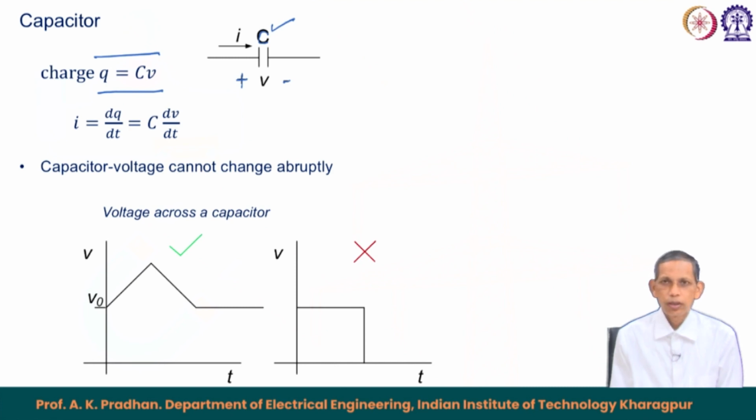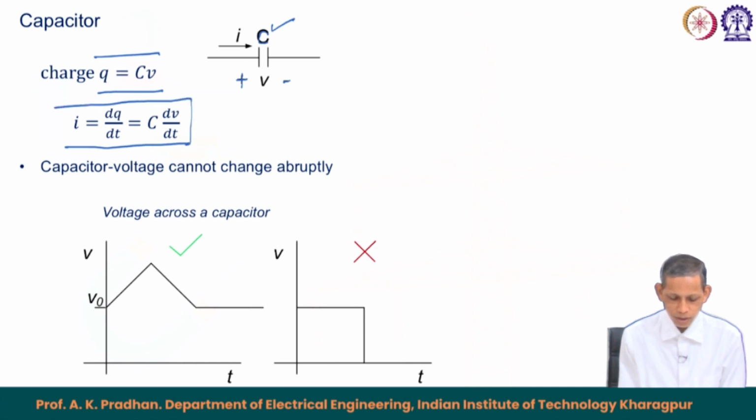Then the rate of change of charge is the current flowing into the capacitor, that is I equals dq upon dt, and that equals C dV by dt. The current through the capacitor is C dV upon dt, where small v is the voltage across the two plates of the capacitor. So, this relation reveals all the properties of the capacitor, the voltage current relation.